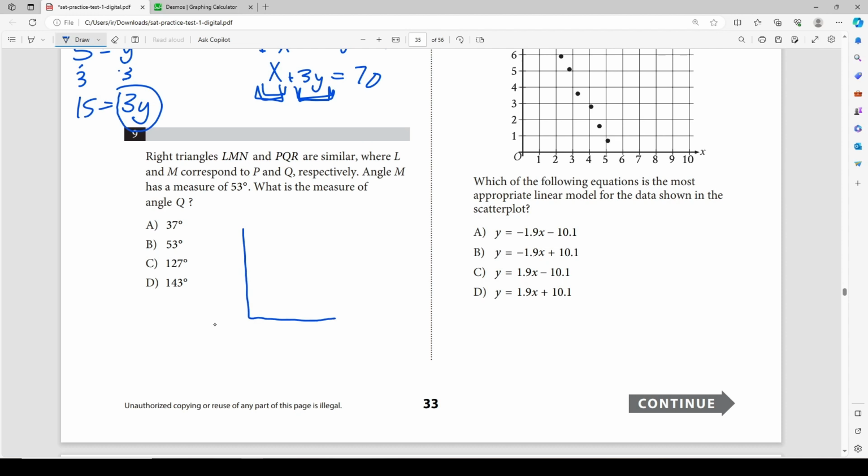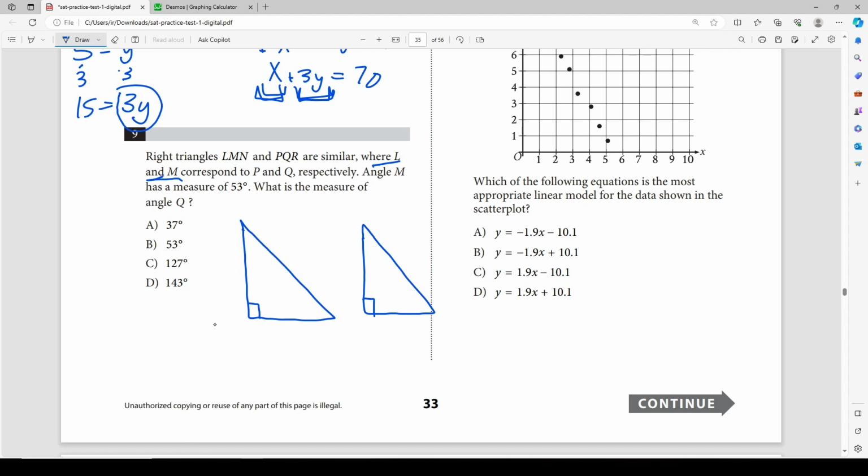So let's just go ahead and draw that out. They are right triangles, so we're going to have a 90-degree angle. And they're similar, so that means that they have to be related in some way. And whenever you're dealing with related triangles, the sides are going to have to correspond in one way or another, right? And here it's telling me that L and M correspond to P and Q.